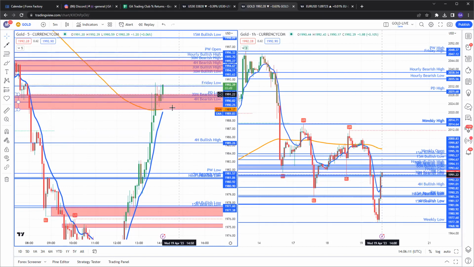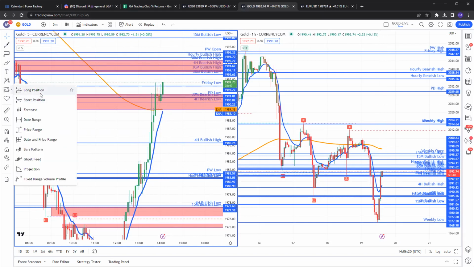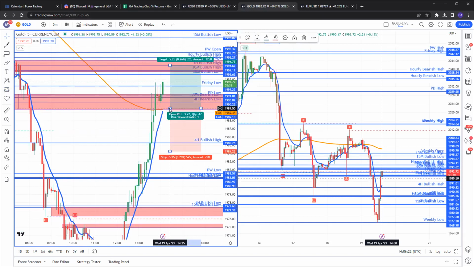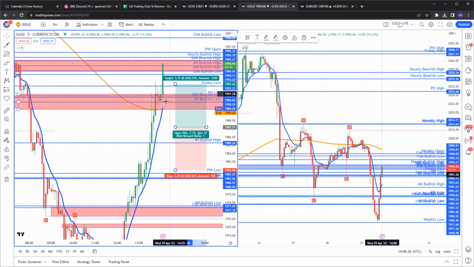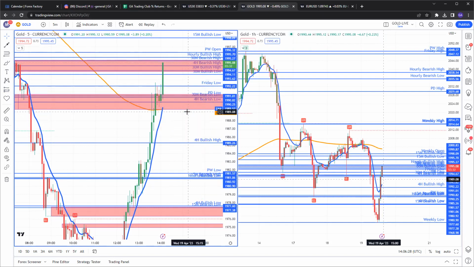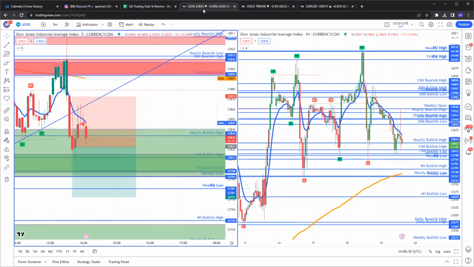And then ideally, how do you enter a golden cross? You want to wait for the retest of the 9 EMA or the 200 EMA. So the long on gold would be around this point right here. The only thing is that we have a supply zone here, and we also have a 4-hour bearish low here. So we'll just wait for the golden cross to form and then see where price is headed.